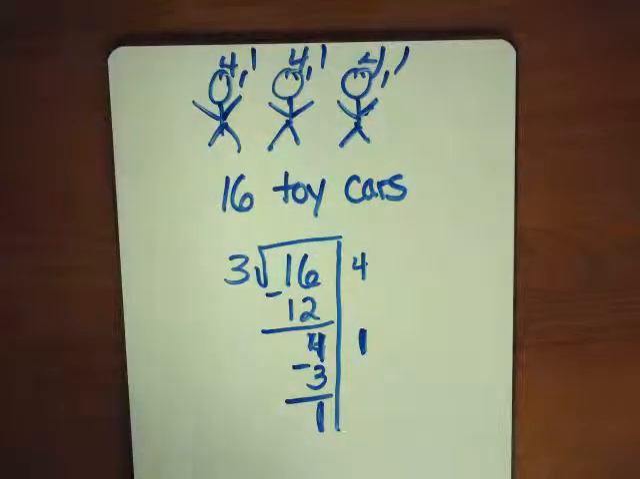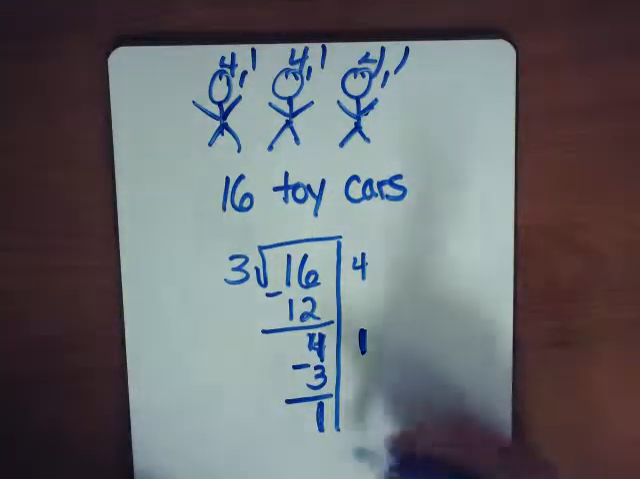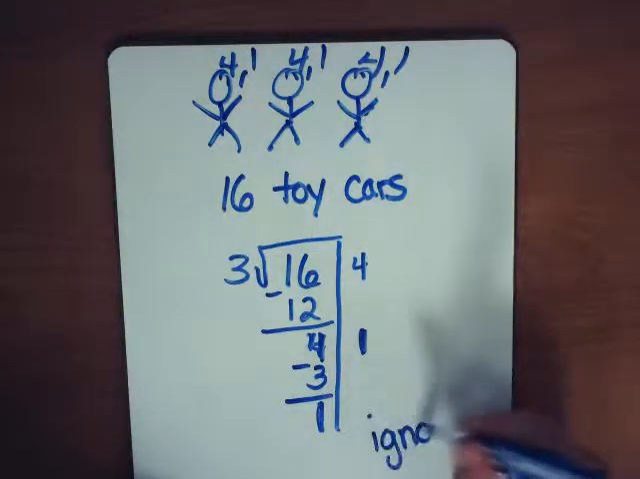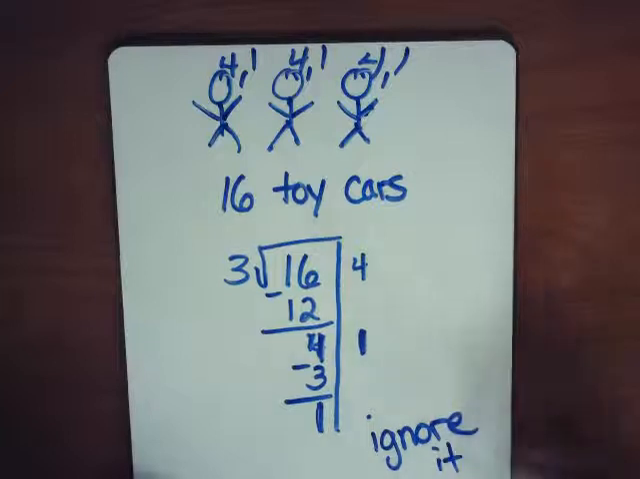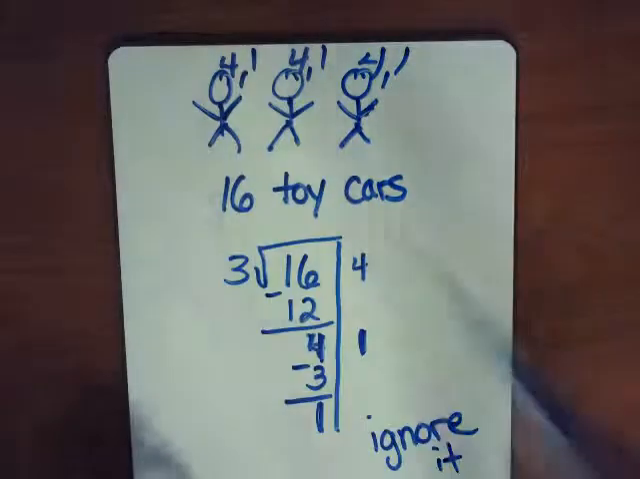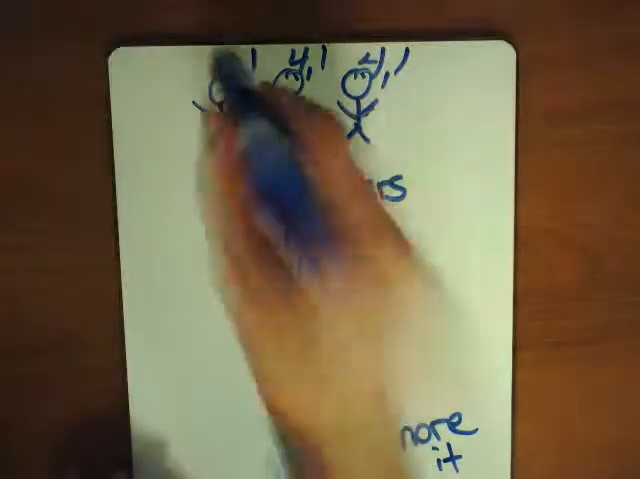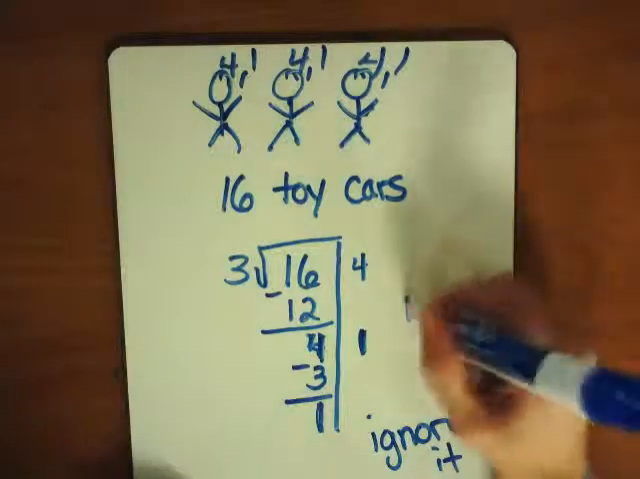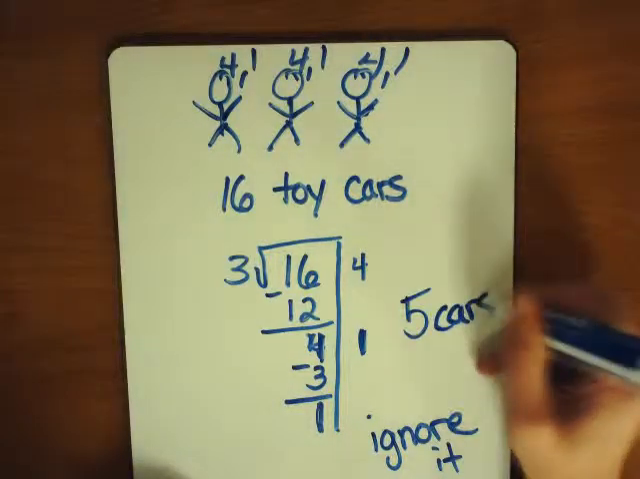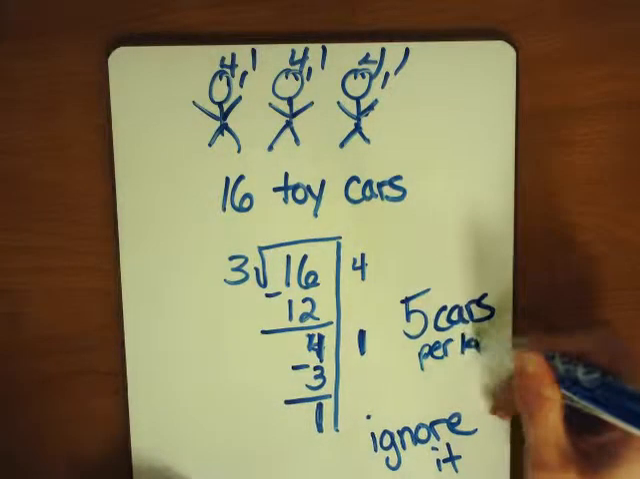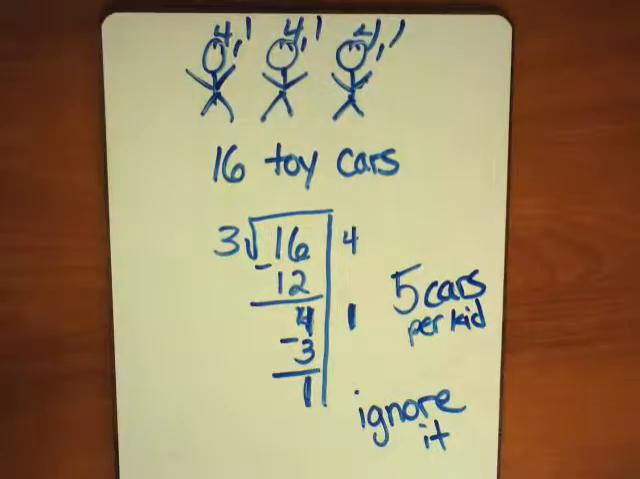Just take it out of there, right? Kind of just remove it out of sight, out of mind. So in this case, we would ignore it. Okay? So each child would end up with 4 cars plus 1 car, or 5 cars per kid. Okay? Let's go ahead and make sure that you've got that jotted down. We're going to do one more.